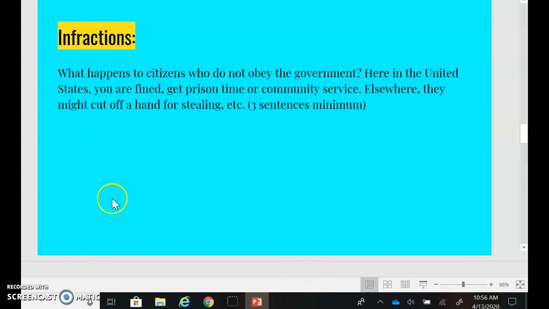All right, infractions. So what happens to citizens who do not obey the government? Here in the United States, you are fined, you get prison time, community service, or you get put on probation. Elsewhere, they might cut off a hand for stealing, etc. So in your society, what happens if people break the rules? That's all infractions are. Someone who breaks the rules. It can be as harsh as you want it to be or as lenient as you want it to be. But do keep in mind that this is not just a regular society. This is a dystopian society.